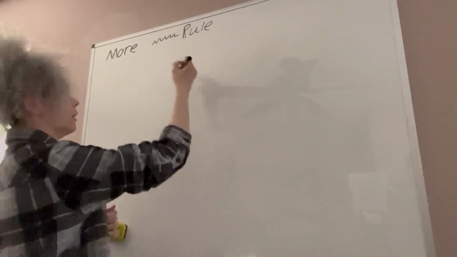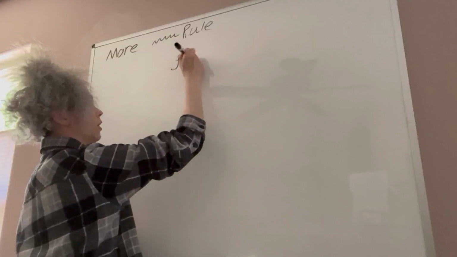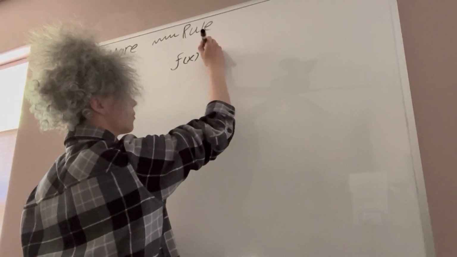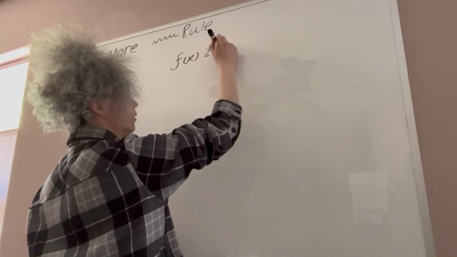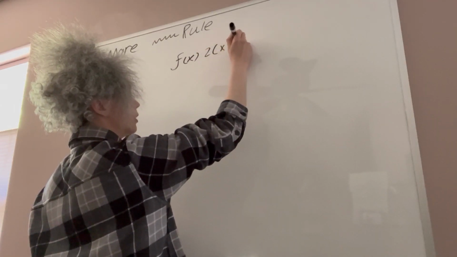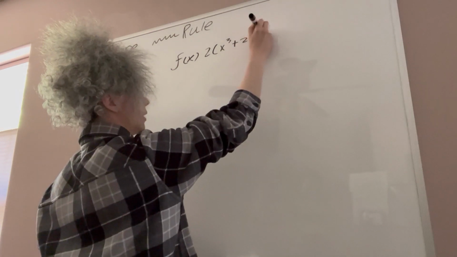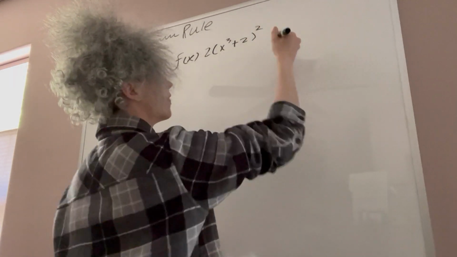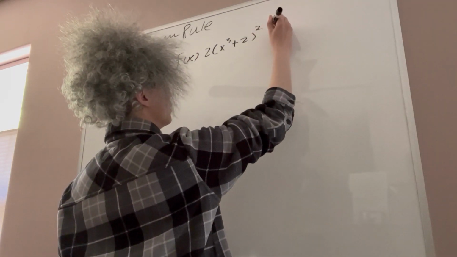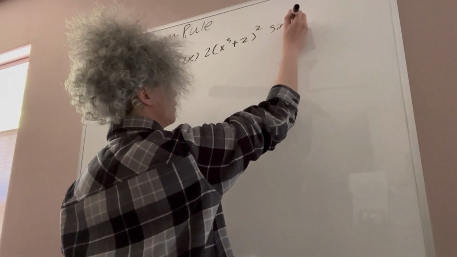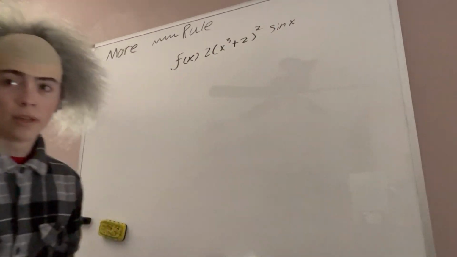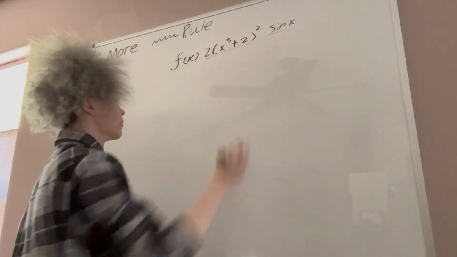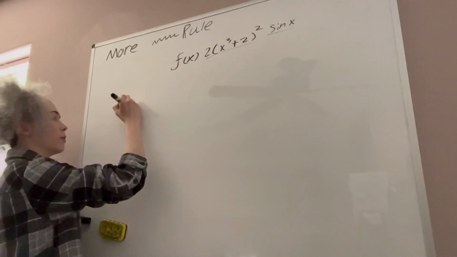Okay, I'm going to say, let f of x, bear with me here, I'm going to make this up on the spot, be 2 times (x cubed plus 2) squared times, here's a good one, sine of x, right? We know how to derive this, and we know how to derive this. So let's begin with the product rule.